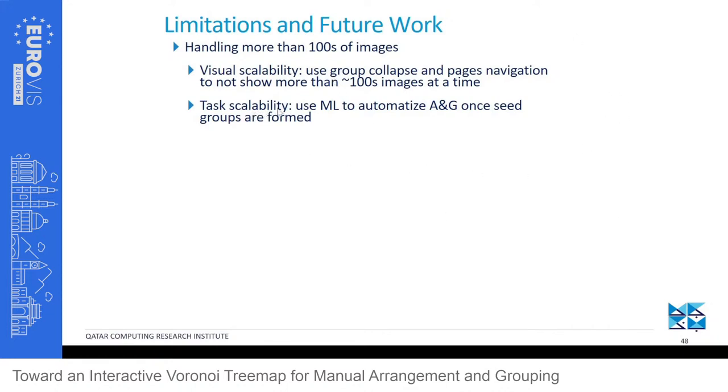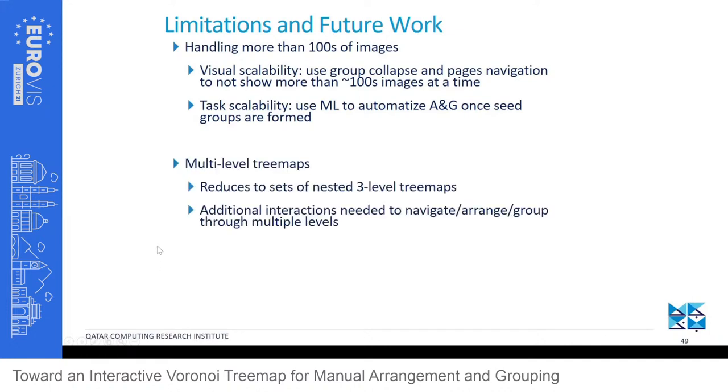And for task scalability, it's difficult to ask the user to manually arrange and group more than about 100 images. So in that case, you need to use automation, machine learning, for instance, using dimension reduction techniques for arrangement, clustering for the grouping, and classification for assignment of images to groups.